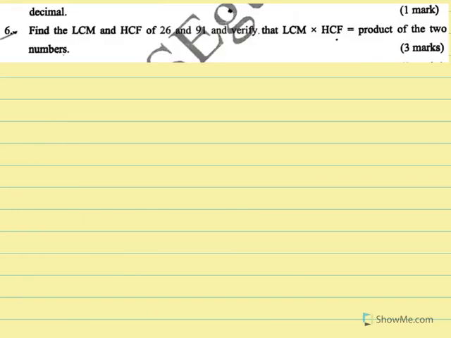Find the HCF and LCM of 26 and 91 and verify that LCM into HCF is the product of the two numbers. So we have 26, and 26 you know can be written as 2 into 13. 91 is equal to 7 into 13.